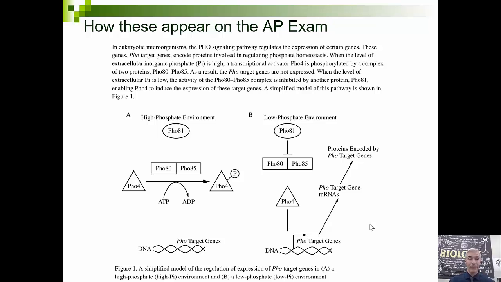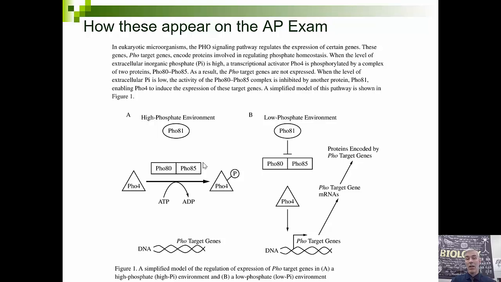But what's really happening? In a high phosphate environment, Pho81 does not get activated, so we do not inhibit this process. Pho4 gets phosphorylated by these 2 proteins, Pho80 and Pho85, by adding a phosphate group here. So Pho80 and Pho85 are an example of a kinase because they're phosphorylating Pho4. And then Pho4 will not go and bind to target genes. That's in a high phosphate environment.